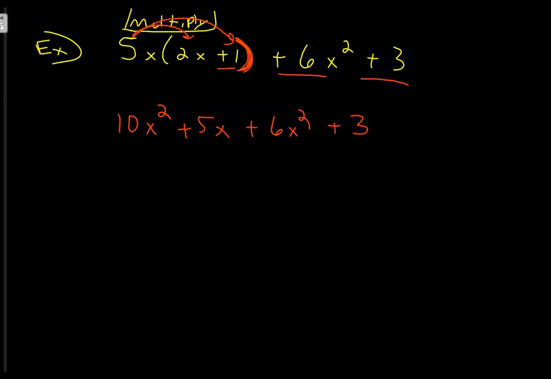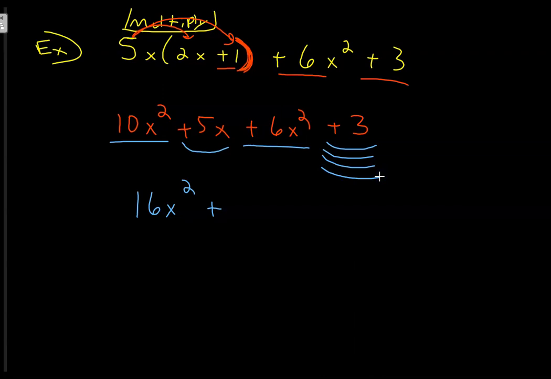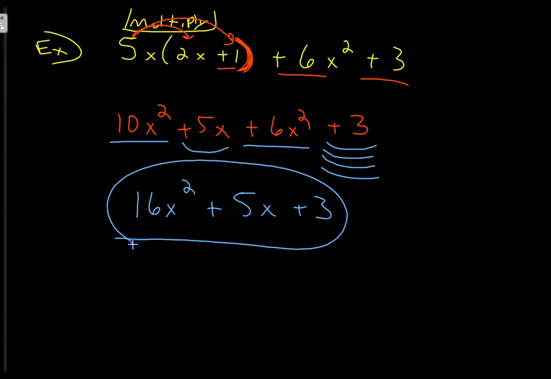And if you notice any like terms, you should add them. And I see some like terms. 10x to the second and 6x to the second can combine to be 16x to the second. Notice how when we added them, we did not change the exponents, but when you multiply them, you do. So 5x plus 3 cannot be combined. They're not like terms. So 5x comes down and the 3 comes down. So they can only be added in that way. So my final answer is this: 16x to the second plus 5x plus 3. Another way of saying x to the second is x squared.